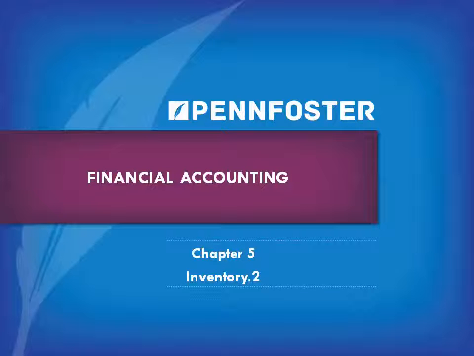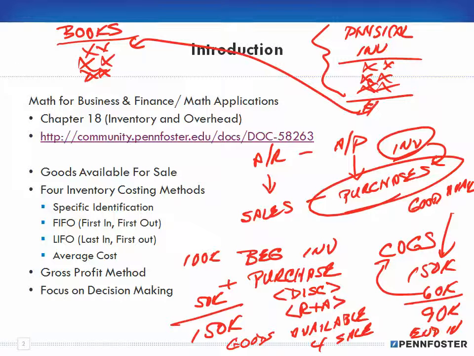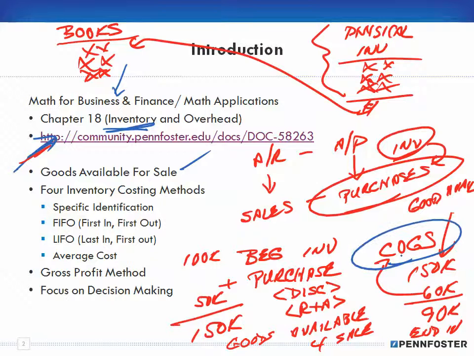It was an introduction. I'll just quickly show the screen here and briefly go over that. Here's the link to go to on the student community for additional videos about inventory, because all of this chapter was covered in Math for Business and Finance. And in the last video, we talked about goods available for sale and what that is in comparison to what cost of goods sold is.